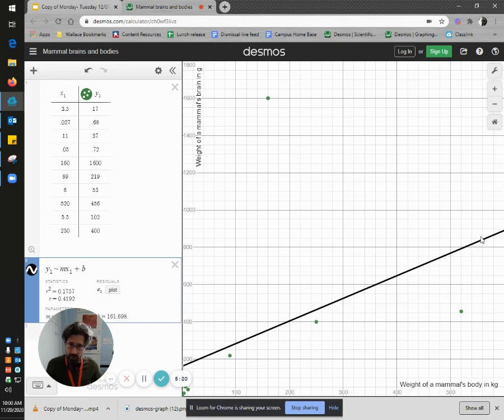And I can try to use it to make predictions for the brain size compared to the body size of other mammals. Like, I would expect an animal that weighed 500 kilograms to have a brain that was somewhere around 750, okay, just because it lines up with where the line goes. And we can use this line to make predictions like that. Okay, good job.